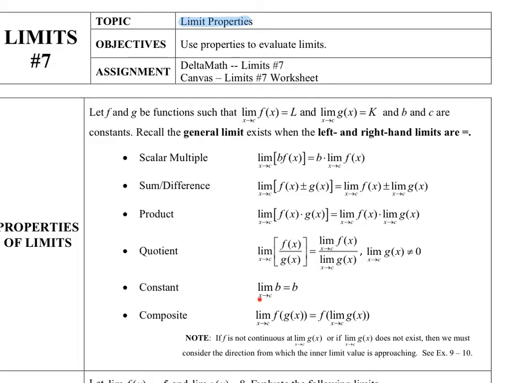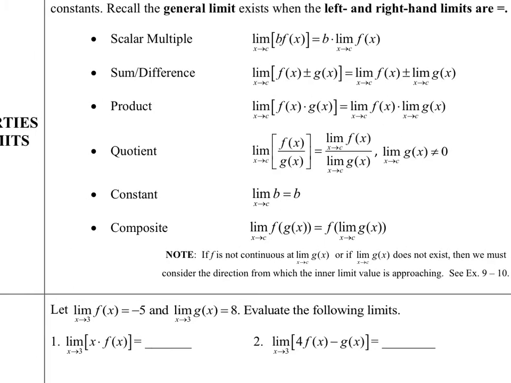The limit as x approaches c of a constant is just that constant. And the composite one is a little bit tricky here. So the limit as x approaches c of f of g of x is f of the limit as x approaches c of this inner function right here. So you do the limit as we approach c of g of x and then find f of that.